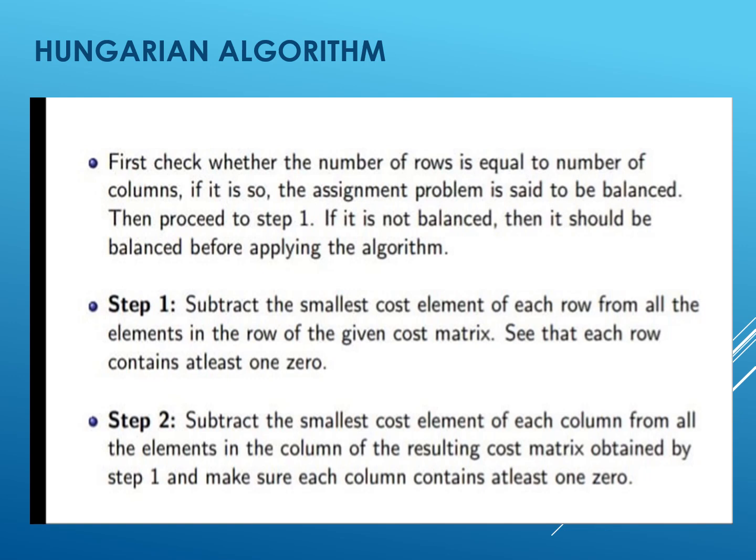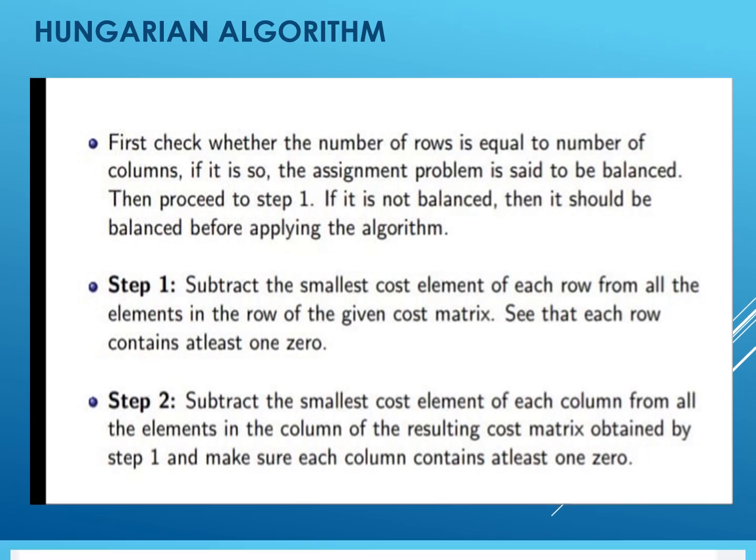First step, subtract the smallest cost element of each row from all the elements in the row of the given cost matrix. See that each row contains at least one zero. Step 2. Subtract the smallest cost element of each column from all the elements in the column of the resulting cost matrix obtained by step 1 and make sure each column contains at least one zero.